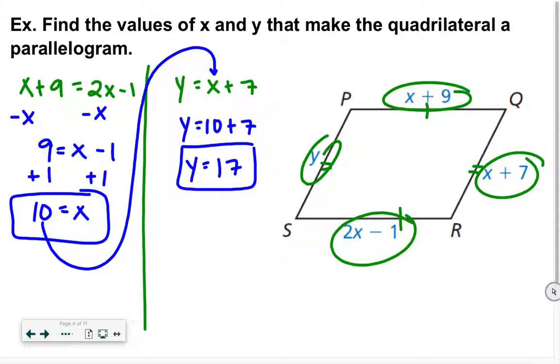Can I skip the second example for the sake of time? Yes. Okay. Opposite sides are equal. Keep that in your head, just like a rectangle.